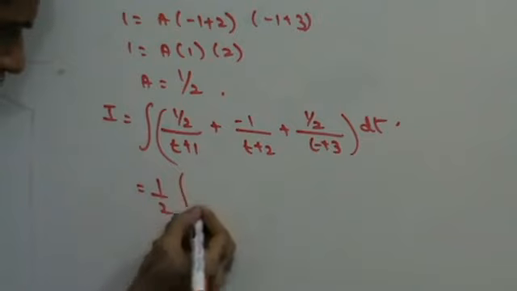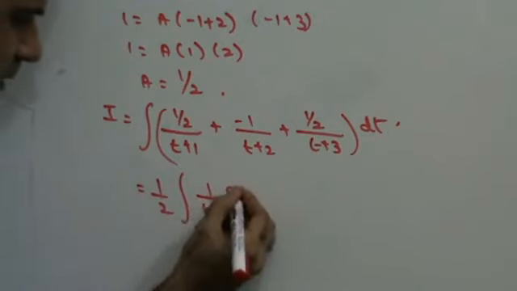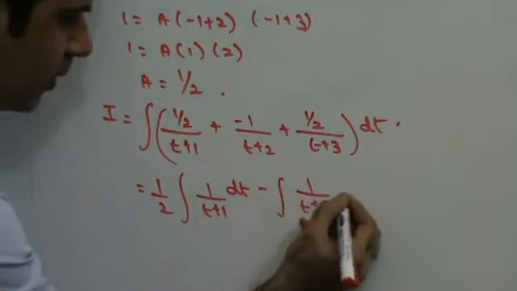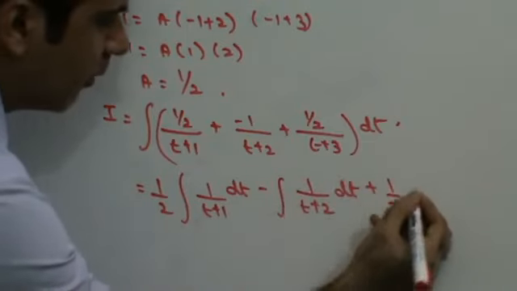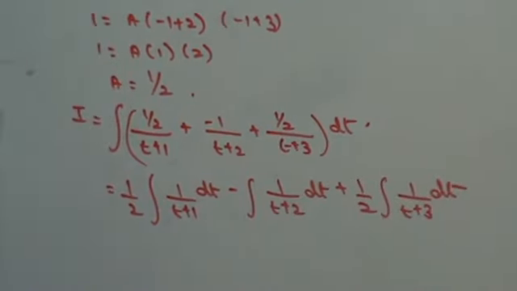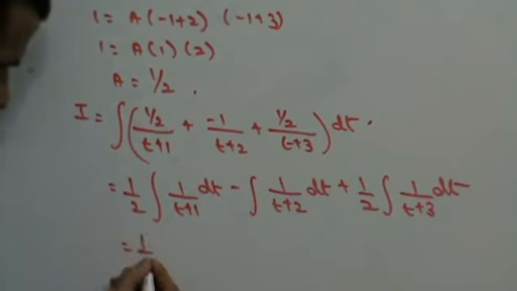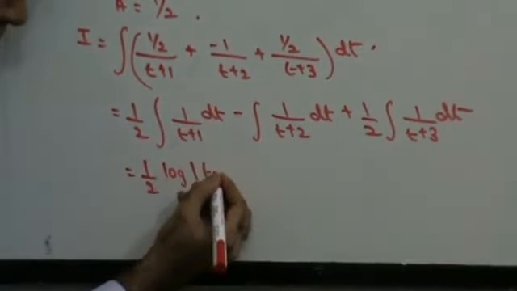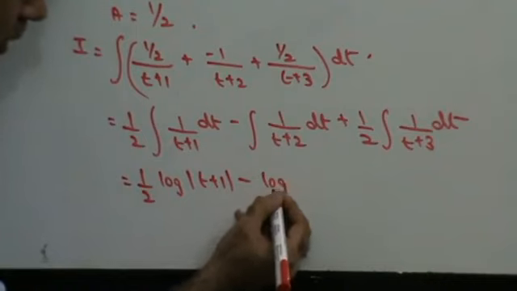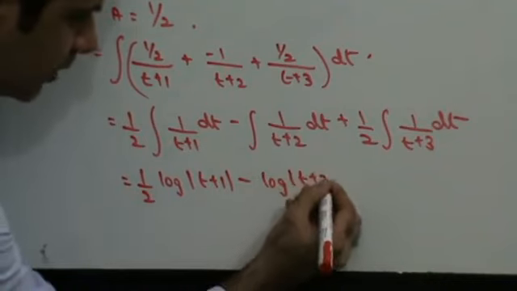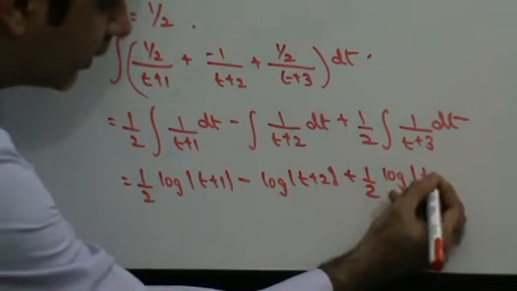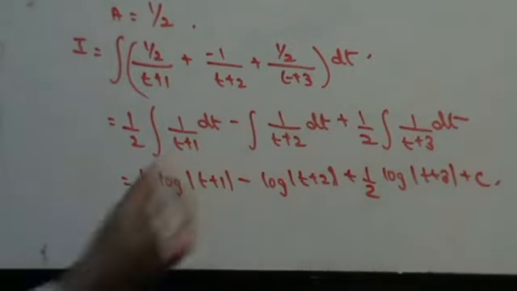This is 1 upon 2 integral of 1 upon t plus 1 dt minus integral of 1 upon t plus 2 dt plus 1 upon 2 integral of 1 upon t plus 3 dt. So this can be written as 1 upon 2 log mod t plus 1 minus log mod t plus 2 plus 1 upon 2 log mod t plus 3 plus c.